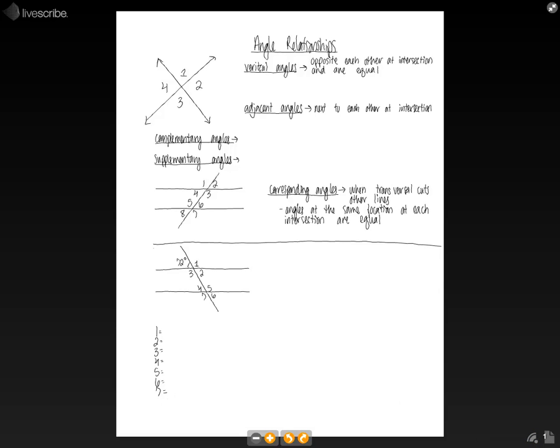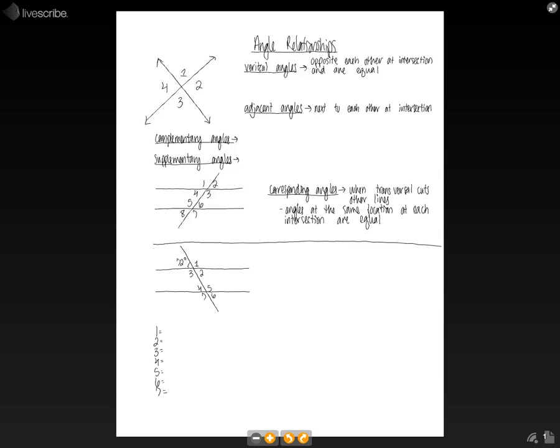This lesson is going to explain the different angle relationships. And the first one that we're going to talk about are vertical angles. Vertical angles are opposite of each other when you're looking at an intersection of two lines. And vertical angles are always equal.